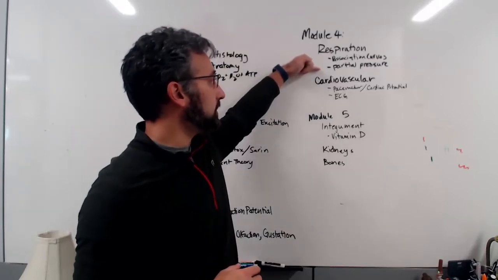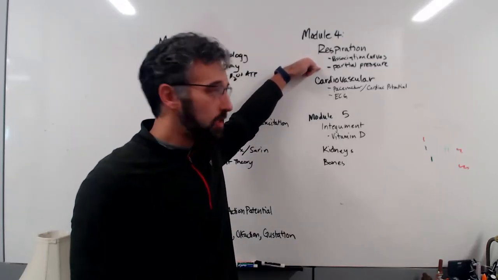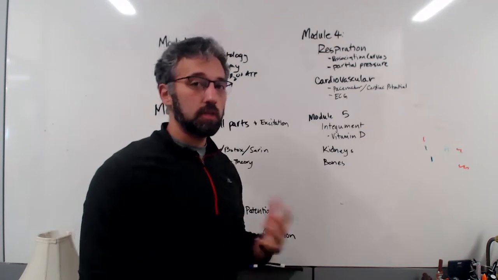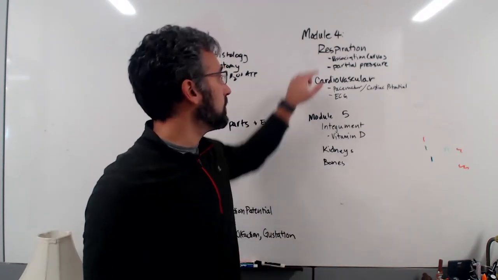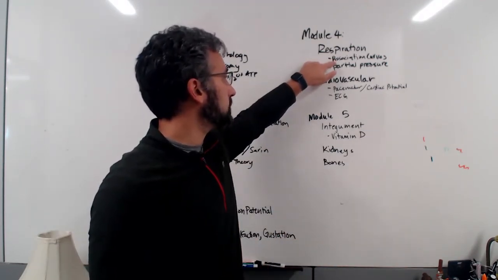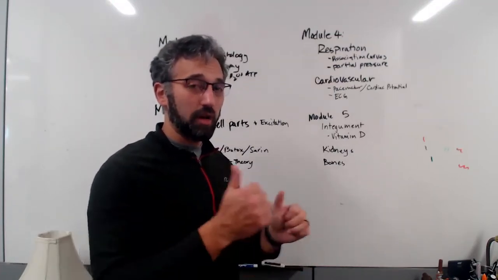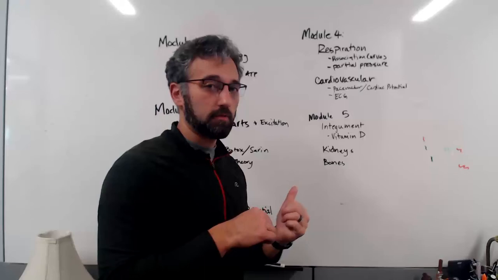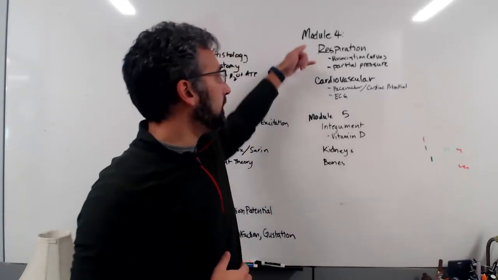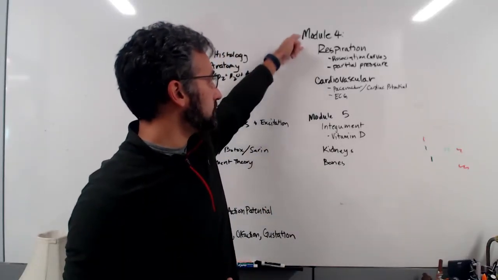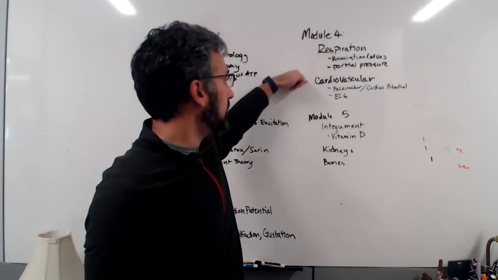So that is going to be dealing with partial pressures and then also dissociation curves, hemoglobin dissociation curves. So when we're talking about those dissociation curves, that means being able to read it and then also knowing what happens with a leftward shift versus a rightward shift. Leftward, rightward. And then, so that's the respiration stuff.